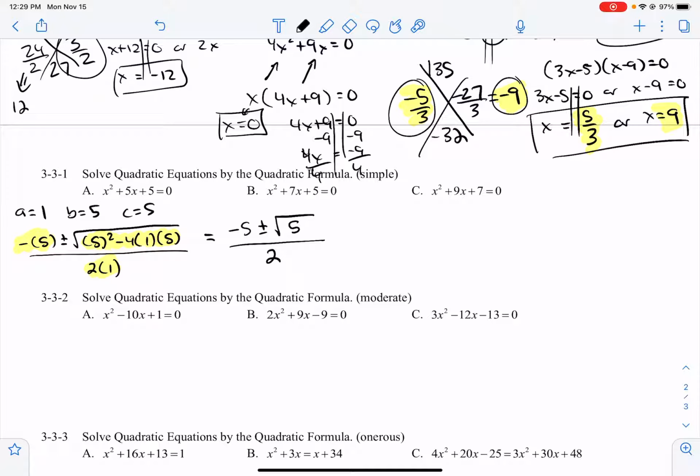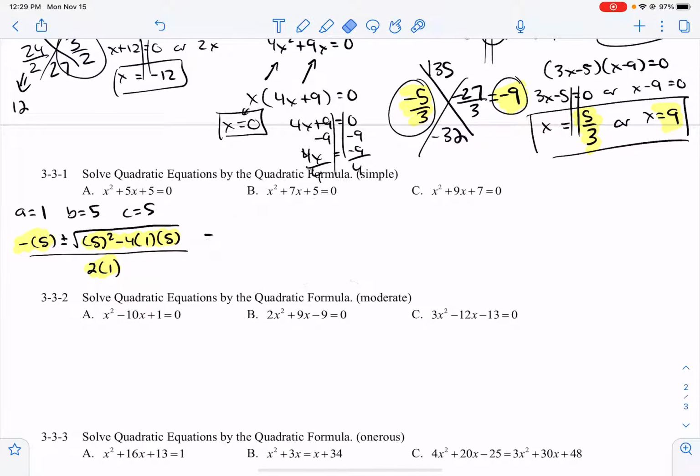Now, if I were to plug this into my calculator, square root of 5 is not a nice number. And it doesn't simplify at all. It stays square root 5. The 2 on the bottom doesn't reduce anywhere. So that's as simplified as I can get. I cannot make that look any cleaner than it looks right there. So that's where I would stop. Negative 5 plus or minus square root 5 over 2.